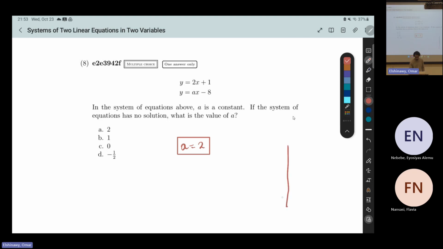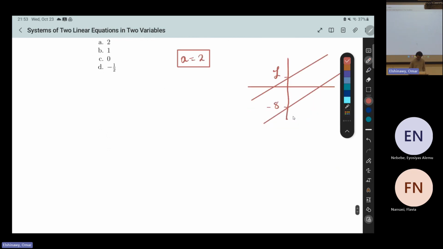I'll just briefly sketch this. So probably there's a -8 here. This is probably -8, and probably there's a 1 there. And since they're parallel, there's absolutely no way that they'll meet. That's really what it is about.